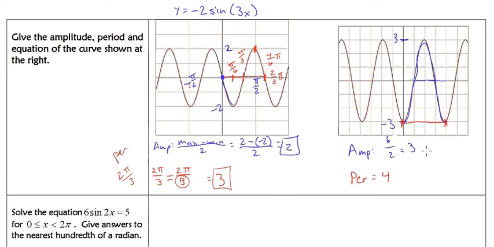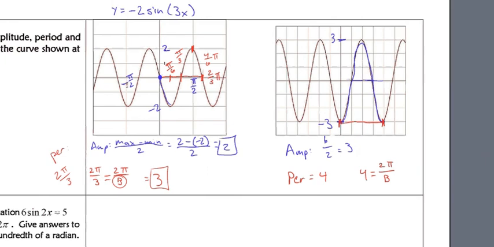Our b value then: if our period 4 is equal to 2 pi over b, we want to get b by itself. If we multiply both sides by b, we have 4b equals 2 pi. Divide each side by 4, and we have b equals pi over 2.